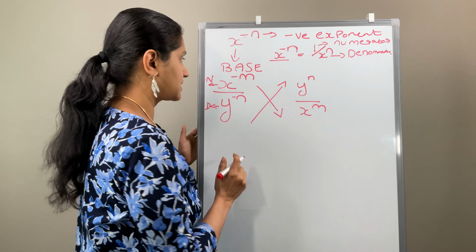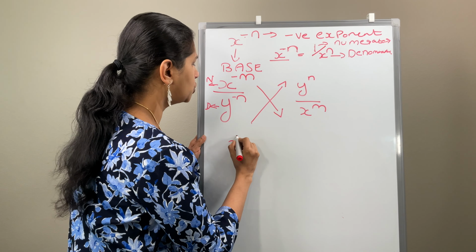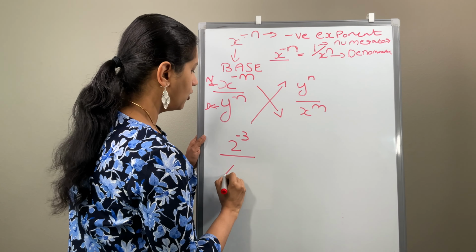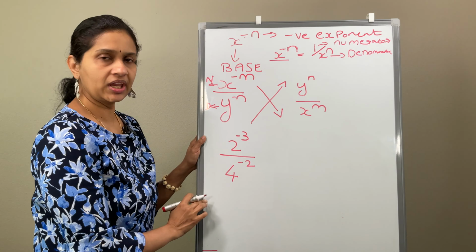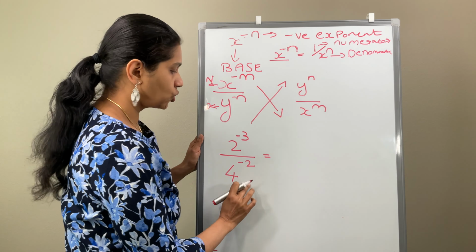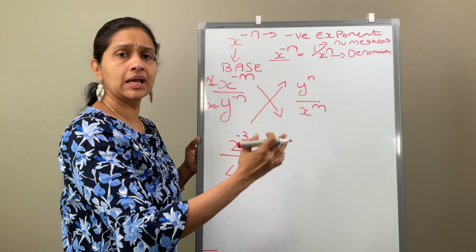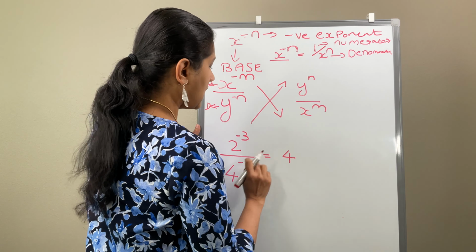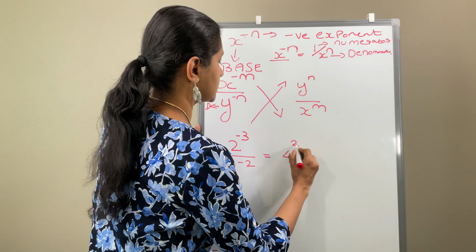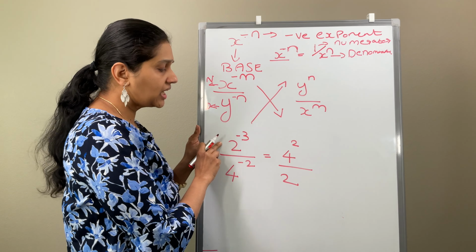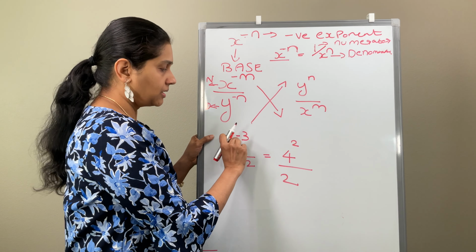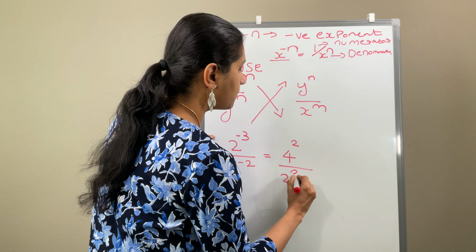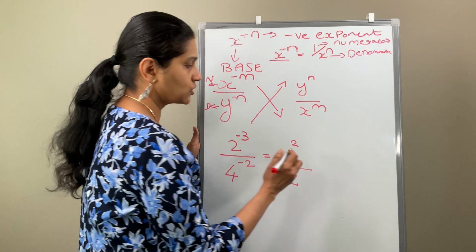Now, I will tell some examples for this. Say, 2 to the power minus 3 by 4 to the power minus 2. Okay. So, in this case, as I told you, you have to reverse it. The numerator becomes the denominator and the denominator becomes the numerator. So, 4 to the power minus 2 will go up and the sign of the negative 2 will become positive 2. Similarly, when the numerator becomes the denominator, the negative sign will become positive, 2 to the power of 3. Now you need to solve this. How to solve? What is 4 square? 4 times 4. What is 2 cube?